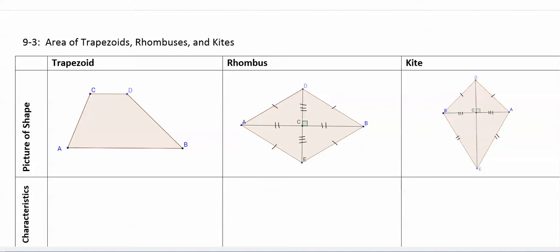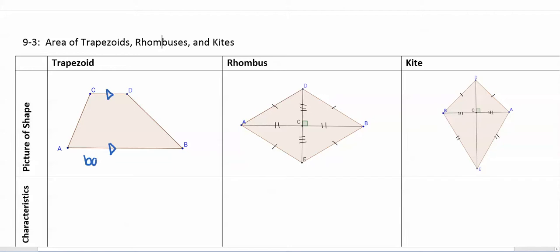First of all, all of these shapes have four sides, which means they're types of quadrilaterals. A quadrilateral is just a polygon with four sides. So a trapezoid has four sides, and it has one pair of sides that are parallel to each other. We talked about parallelograms, and they have two pairs of sides that are parallel. A trapezoid has one pair. So you can see this is the one pair, and these are going to be your bases.